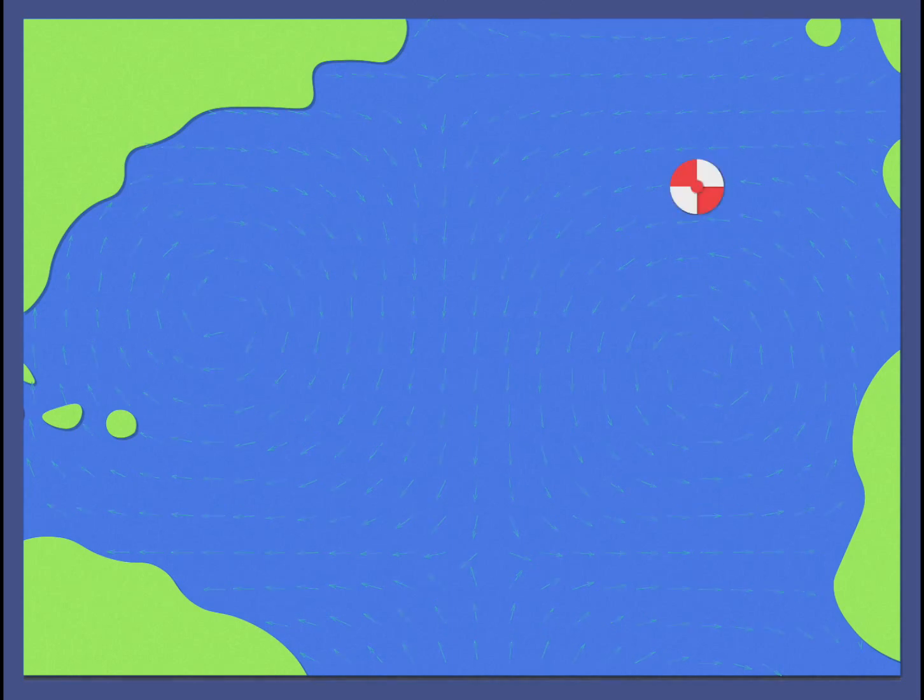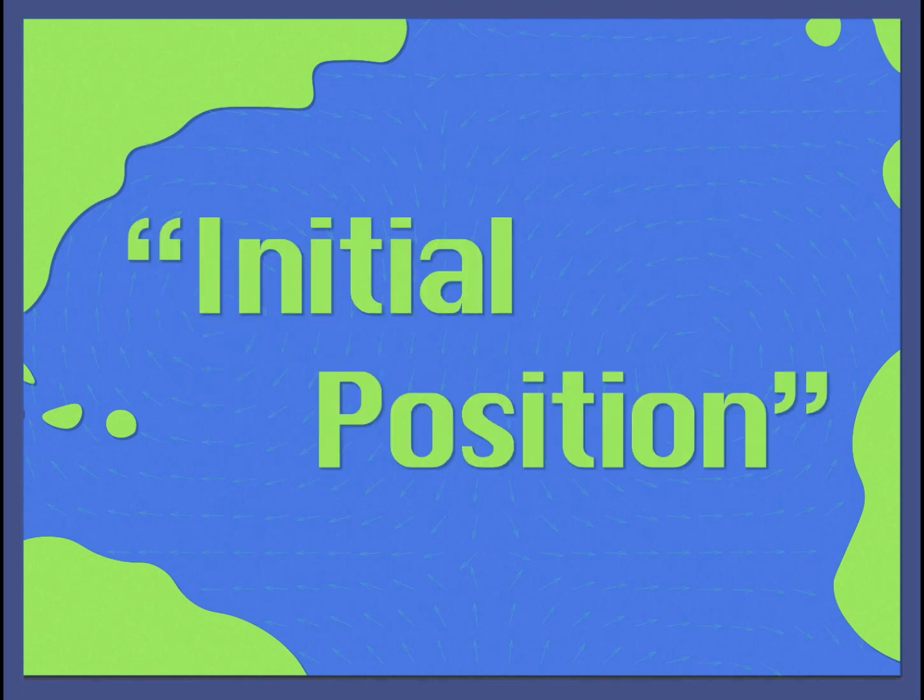In a flow field like this, the thing that will govern the buoy's path is where it starts out. If it starts here, it will follow a path like this, but if it starts here, its path will look more like this. We can call this starting point in the flow field an object's initial position.